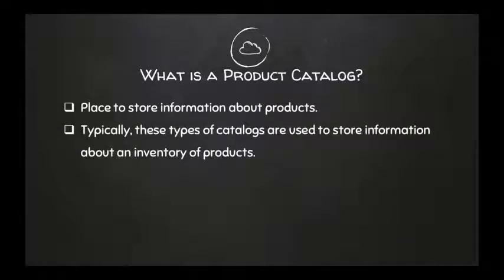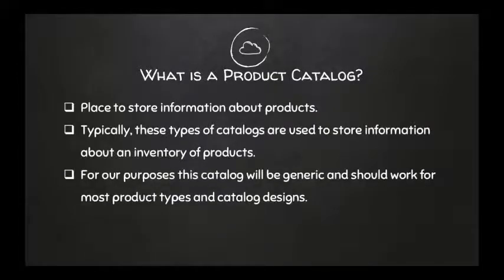Typically, these types of catalogs are used to store information about inventories of products. Again, this could be cars, books, baseball cards even. For our purpose, though, we're going to focus on a generic catalog that should work for most product types and catalog designs. Now, this is going to be the most basic of designs. So there are going to be pieces that can be customized for your needs, but at the core, these will be the pieces or the things that you're absolutely going to want to have in your product catalog, regardless of what type of products you have.